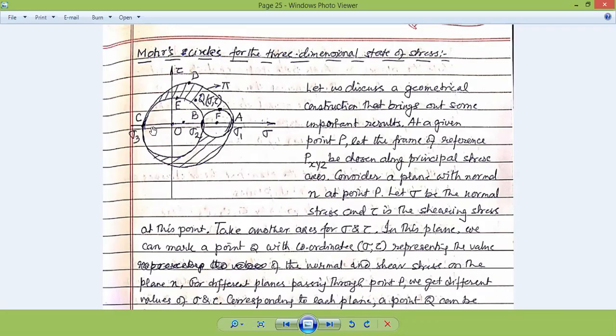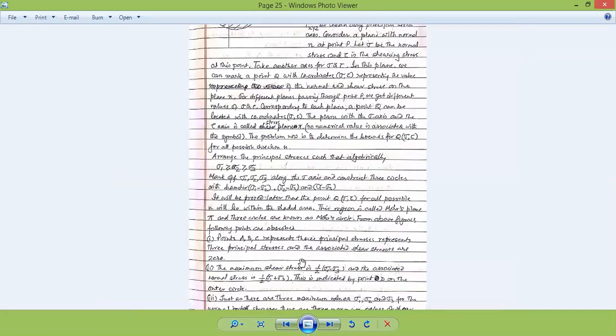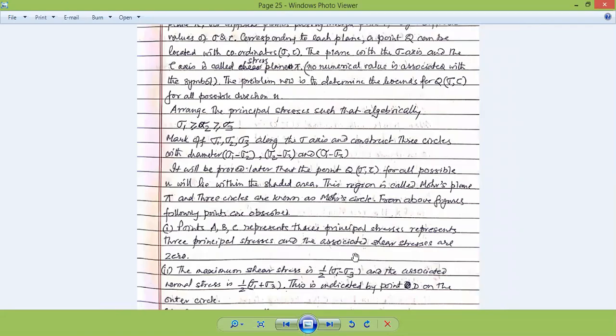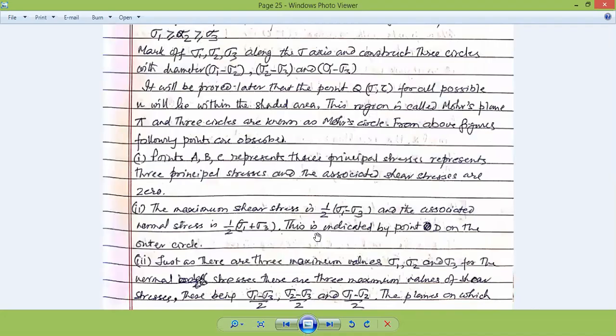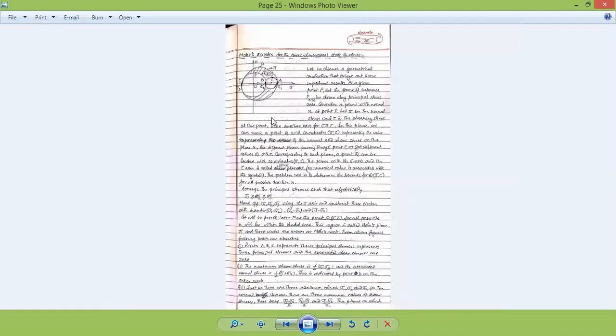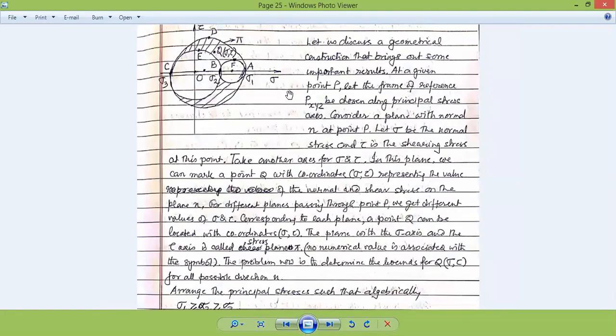Let the points A, B, C represent the three principal stresses, and the associated shear stresses are equal to 0, as per our definition of principal stress. The maximum shear stress is equal to half of sigma 1 minus sigma 3. What is that? The difference between sigma 1 and sigma 3 divided by 2.